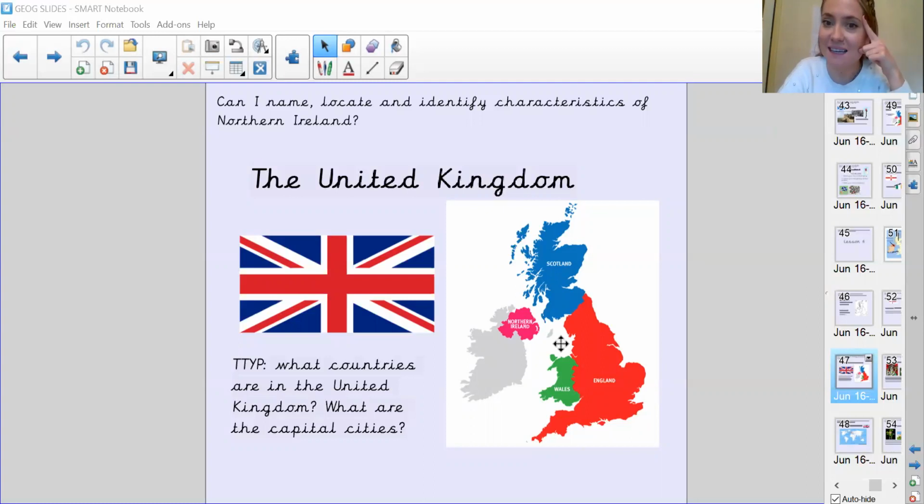Good, what is the capital city of Wales? Cardiff. Good. And Scotland? Good, Edinburgh. Fantastic. And we are going to be learning today about Northern Ireland. We can see it on the map there.